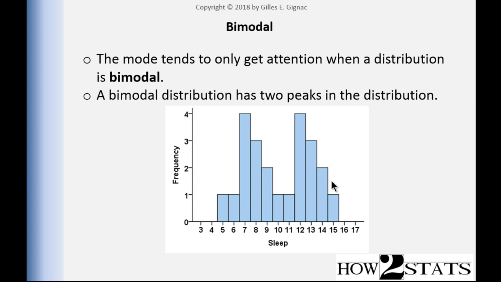So that is a description of the mode and a description of how to calculate the mode or identify the mode. And I've also described for you a bimodal distribution, both verbally and with a graph.